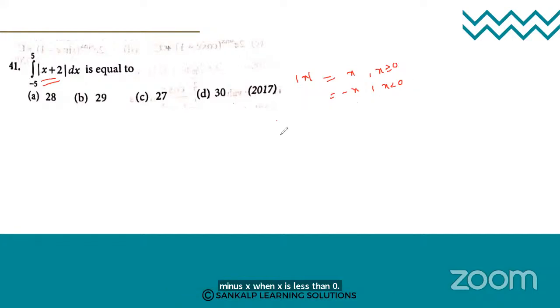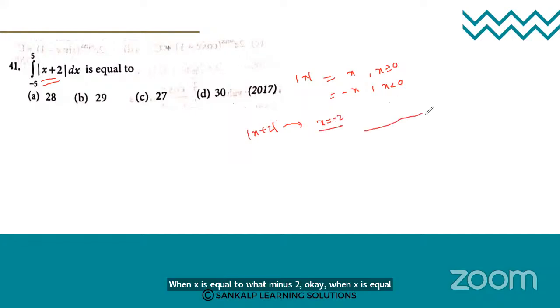Now instead of x, what is given here? Mod of x plus 2 is given. See how this mod of x plus 2 will behave. This x plus 2 will be 0 when x is equal to minus 2. So at minus 2 the value will change.